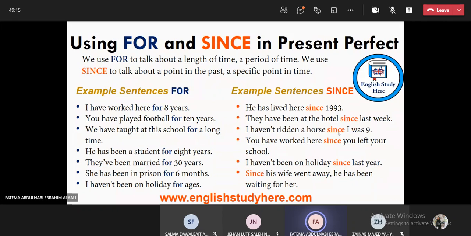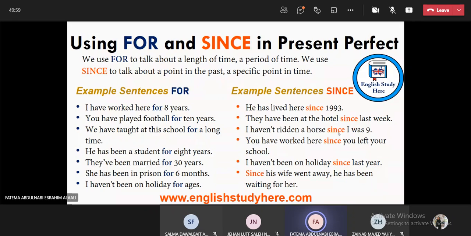I have worked here for 8 years. So from 8 years back till now, I am working here, and I'm still working. Another example, you have played football for 10 years. From 10 years back till now, he is playing football. We have taught at this school for a long time. So these are examples for for.